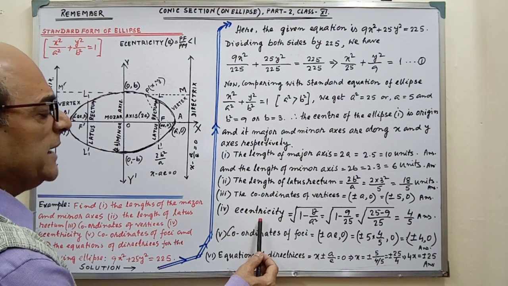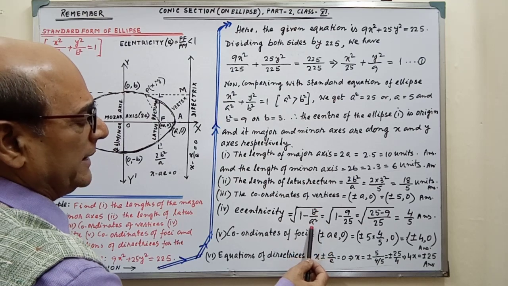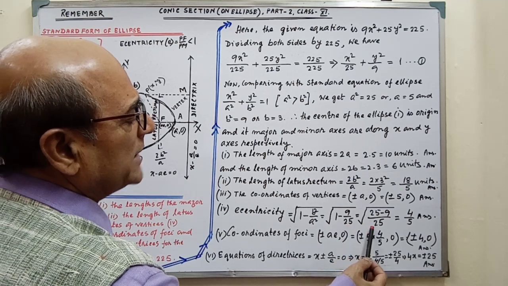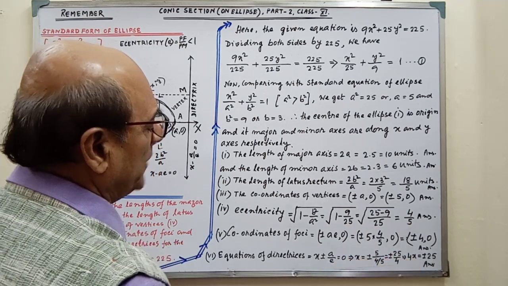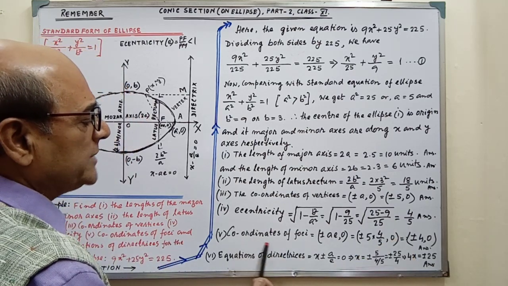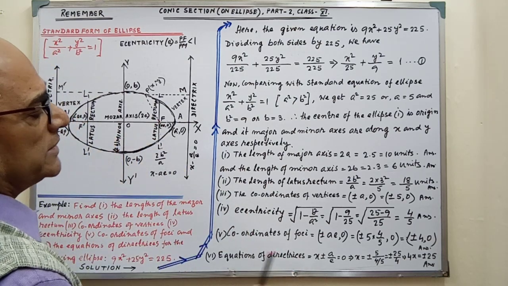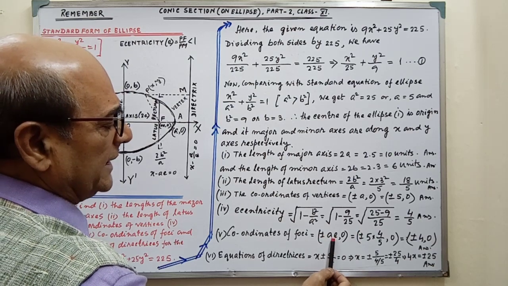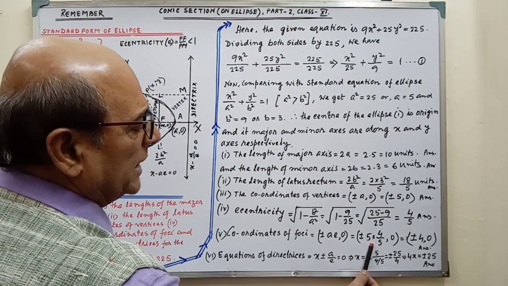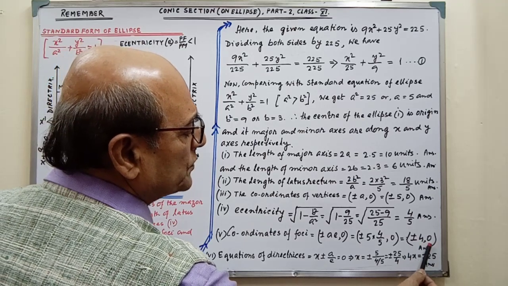Next is eccentricity. That is by formula, root of 1 minus b squared by a squared. After writing the formula, then we have to put the values. After putting and simplifying, we are getting 4 by 5. So eccentricity is 4 by 5. Now, coordinates of foci. Foci means two focus, right side and left side. This is why plus minus ae, 0. After writing the formula, then we have to put the relevant values. After putting and simplifying, we are getting plus minus 4, 0.